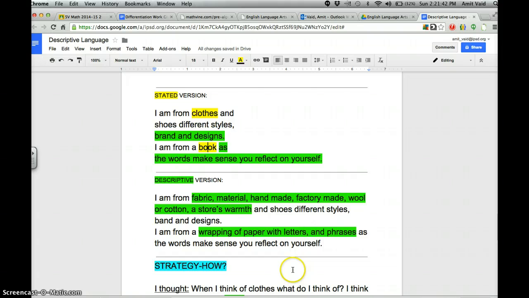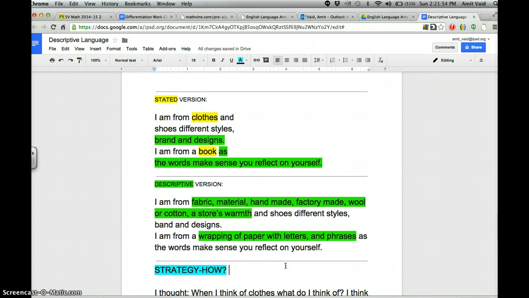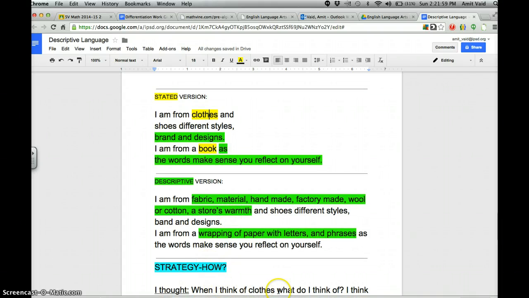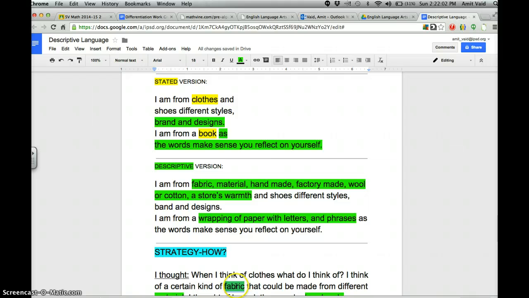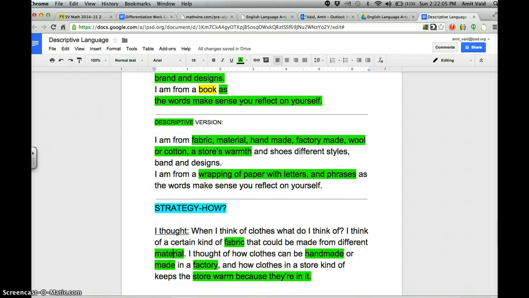So how do I do this? The strategy that I'm using to convert stated words, or told words, into more descriptive language is I'm thinking of what I think of when I think of those words. What do I think of when I think of clothes? Well, when I think of clothes, I think of a certain kind of fabric that could be made from different material. I thought of how clothes can be handmade or made in a factory, and these are the things I put in my poem. I am from fabric, material, handmade, factory made. Different material, wool or cotton. I also actually thought that clothes are kind of like what keeps a store warm, like they keep us warm, a store's warmth.